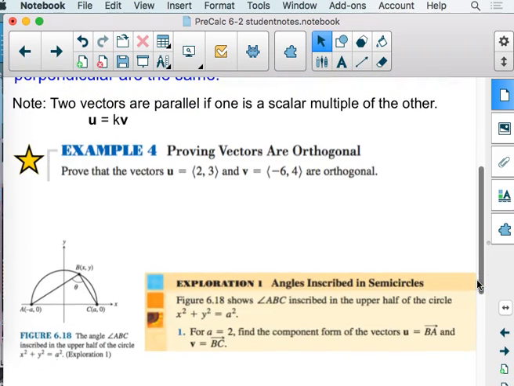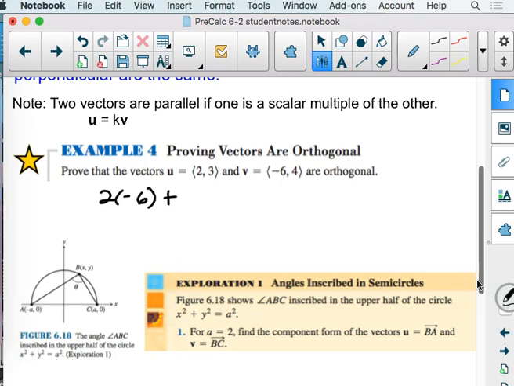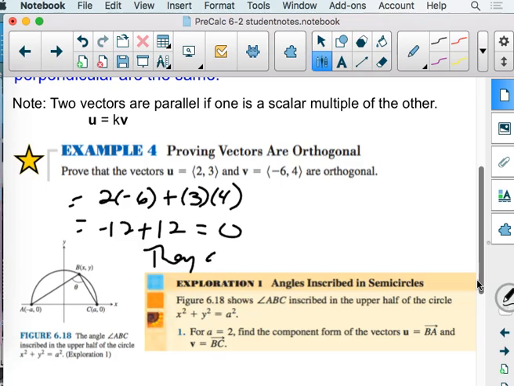So down here, prove that the vectors are orthogonal. All we have to do is show that their dot product is 0. Now we might want to show a little work. I mean, the other ones we were kind of doing in our head. So we might want to actually write down 2 times negative 6 plus 3 times 4 equals negative 12 plus 12, which equals 0. But there it is. The resultant of 0 shows that they are orthogonal. They are orthogonal.